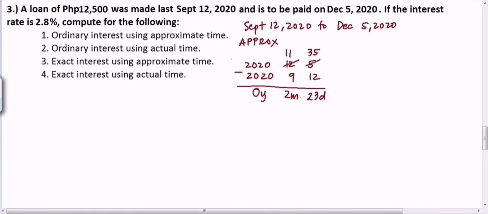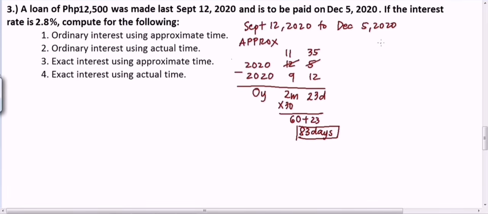So, ang sagot natin, kailangan naka-days. So, multiply ko to sa 30. So, the answer would be 60 plus 23. So, days na sila parehas. 60 plus 23 is 83 days. Yan yung sagot natin sa approximate time.